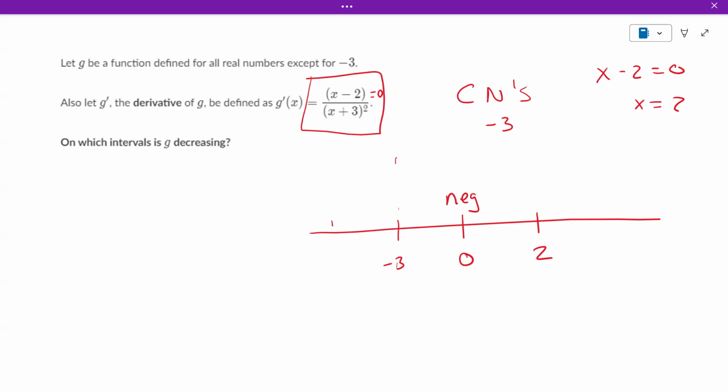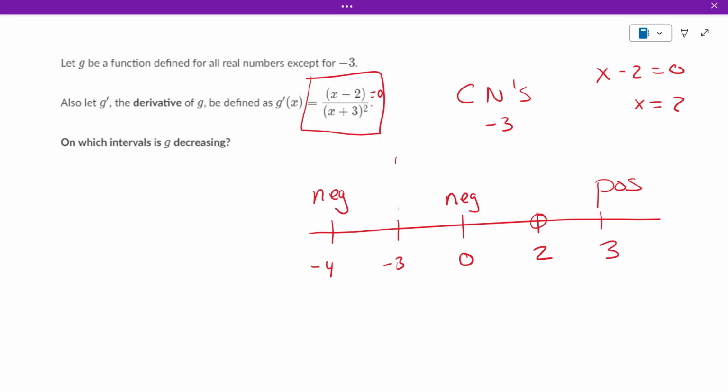Now, over here is like negative 4, right? So if I check a negative 4 in here, I get a negative on the top. Negative 4 plus 3 is negative 1. Negative 1 squared is a positive 1. So a negative over positive is a negative. And then past 2 is a 3, right? So if we put in a 3, we get a positive over positive, which is a positive. So this is why asymptotes aren't critical numbers, because it doesn't always change at an asymptote.